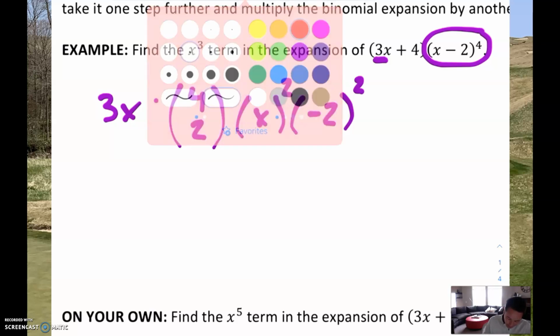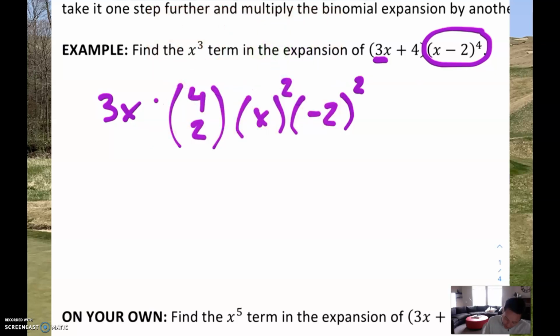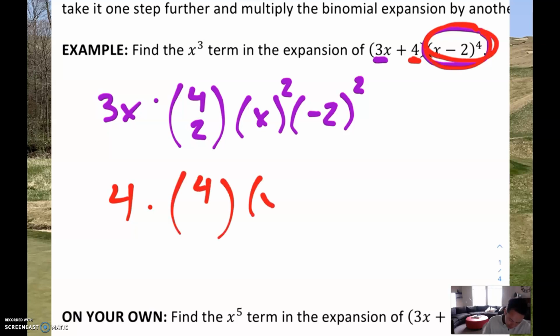Now we also have another combination that could take place. This 4 here, in order to make that an x cubed, we would have to multiply it by the x cubed term from over here. So let's set up our binomial expansion.